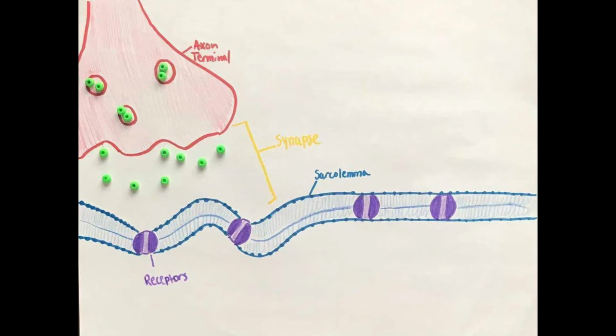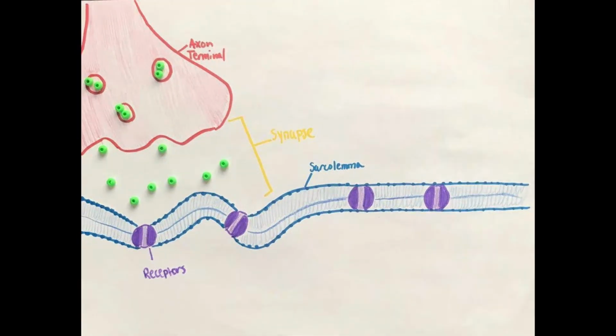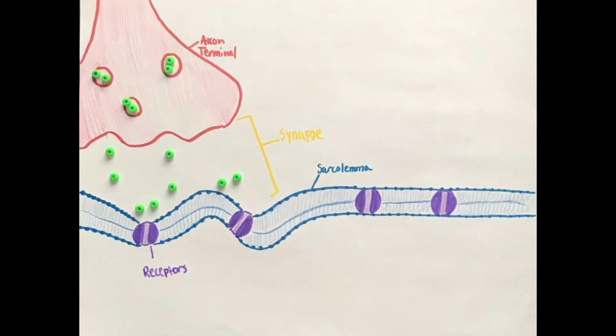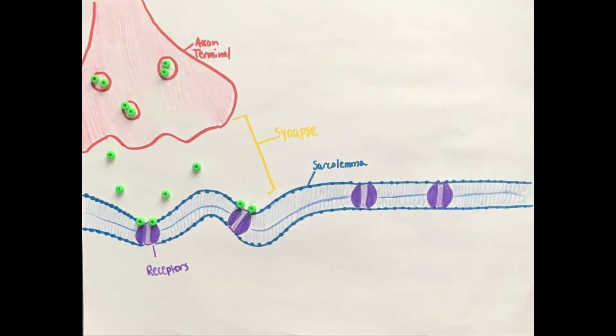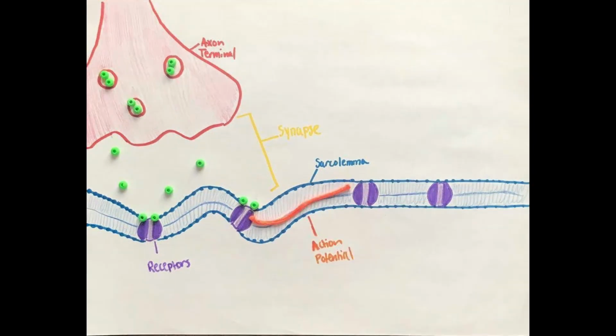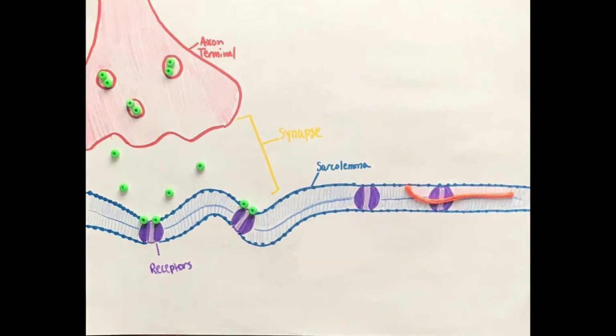The process begins when acetylcholine from the axon terminal, represented by green beads, is released into the synapse. The acetylcholine travels across the synapse and binds to receptors on the sarcolemma. The binding of the acetylcholine creates a new action potential. The action potential spreads along the sarcolemma.